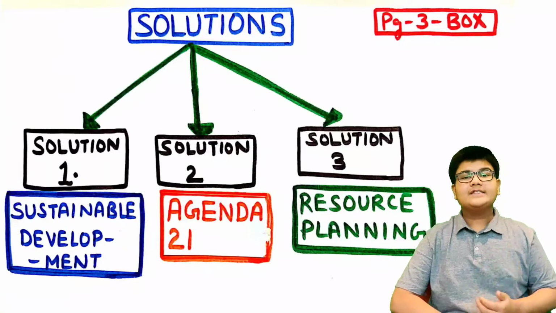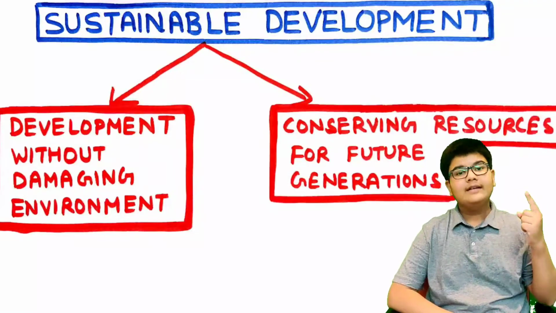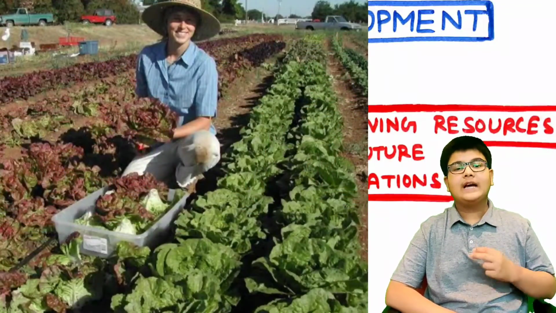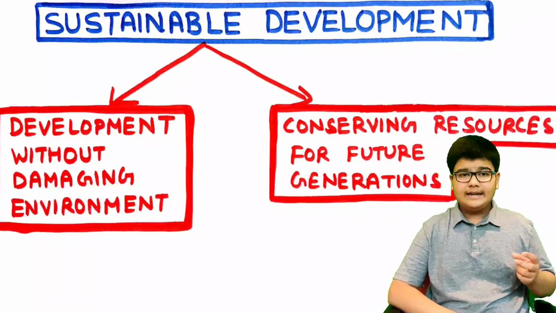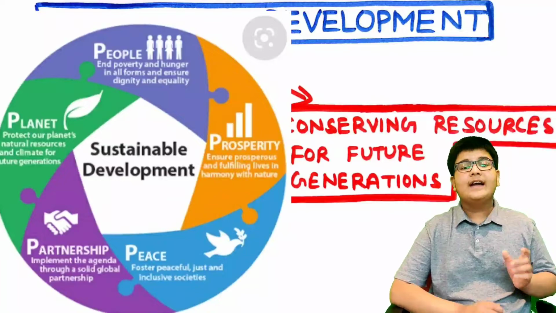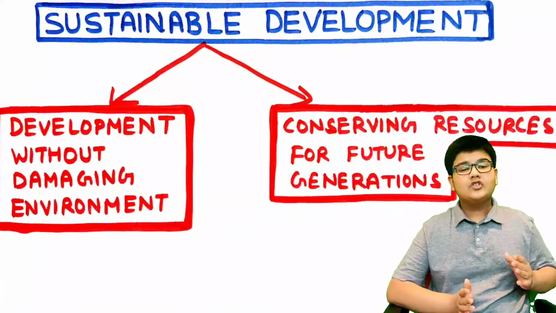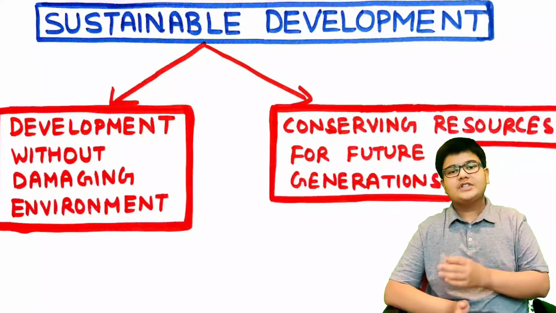Now let us see the various solutions to this problem. So first is sustainable development. It has two aspects. Number one, sustainable development means that development should happen without damaging the environment. And second, the development should happen while conserving the resources for the future generations. So this means that we should not use the resources so indiscriminately that for the future generations the resources are finished.